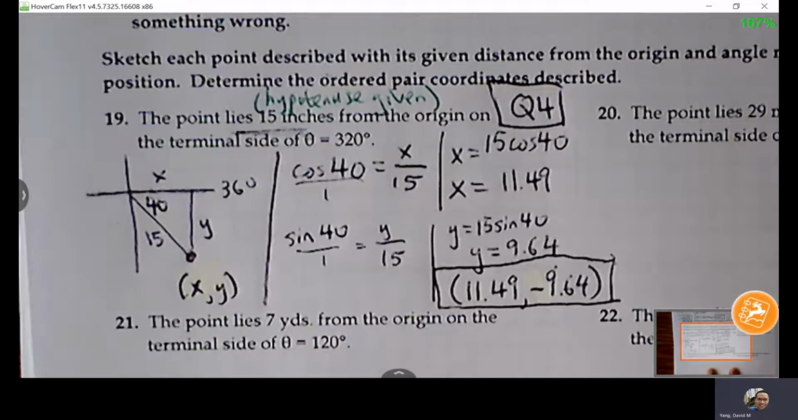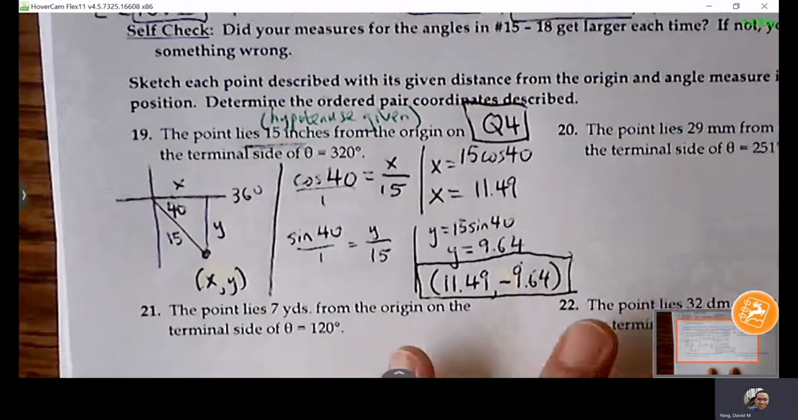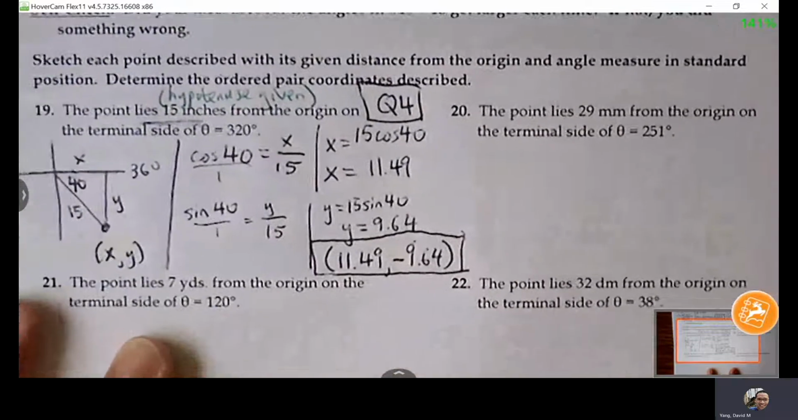Okay, so you're going to follow that pattern for the remaining 3 problems. Okay, so go ahead and try that. I will show my work after you guys have had a chance to try it. So try number 20.